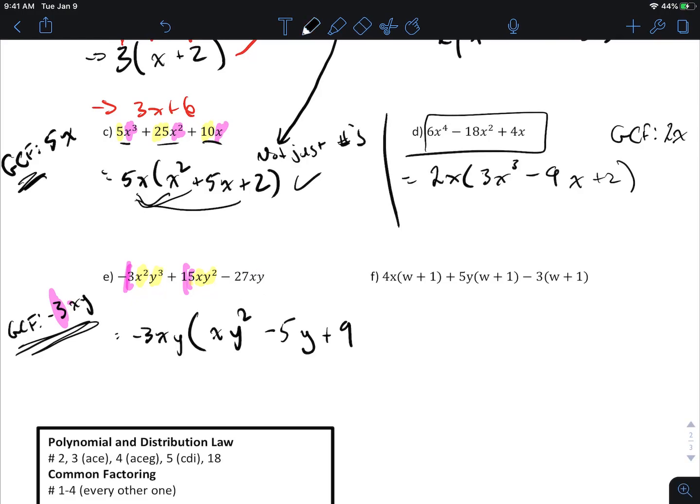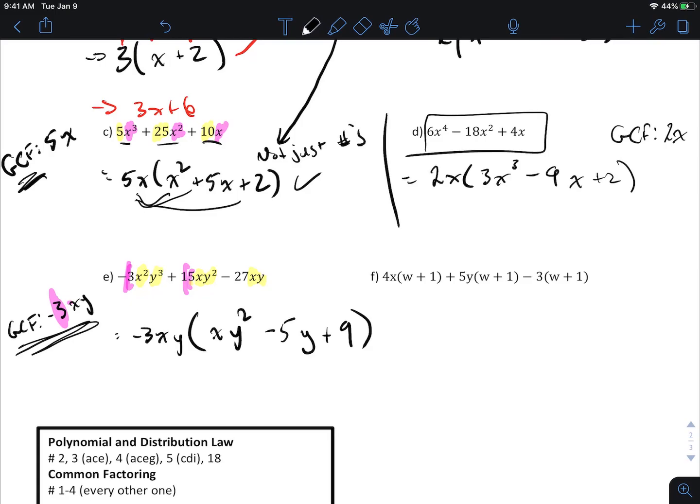Then you have to look at how many of them can I take out. I can only go as low as the lowest amount there. I can't go any higher than whatever the lowest amount is. So I see there's an xy there, I could take that out of all three as well. This is where it gets complicated, and you're thinking, did I do this right? I have no idea.